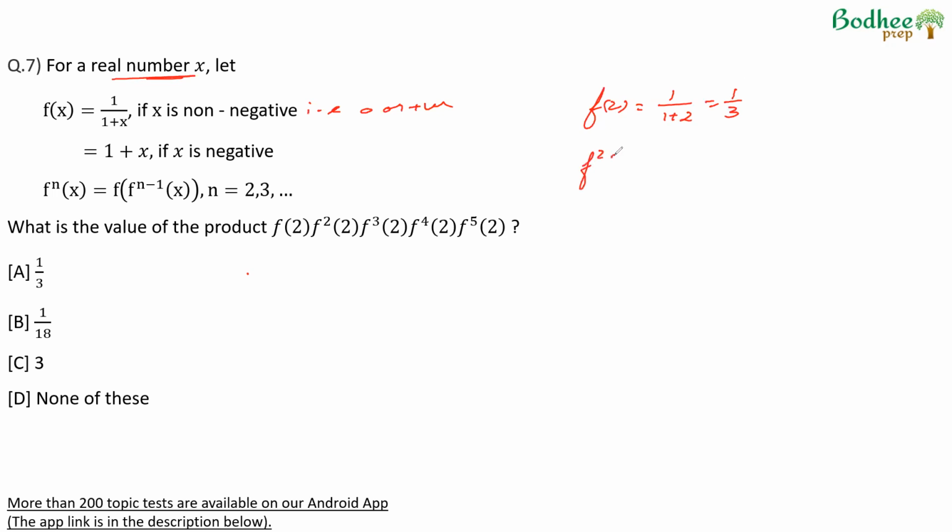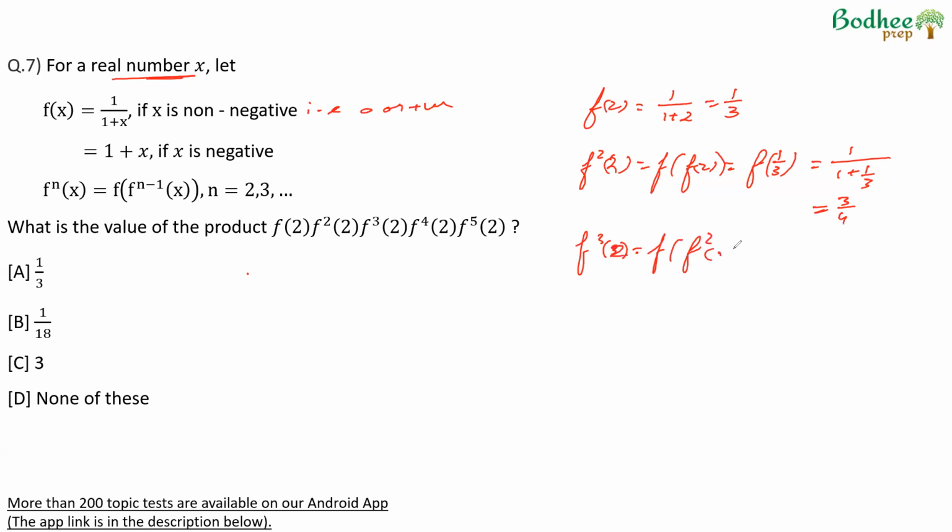So f2 times of 2 would be f of f2, which will be nothing but f of 1 by 3, because f2 is 1 by 3. Again, this is positive, so 1 upon 1 plus 1 by 3 will give us 3 ones are 3 plus 1, 3 by 4, 4 by 3 reciprocal. F 3 times of 2 will be nothing but f of f2 times of 2, which will be f of 3 by 4, which again is positive. So 1 upon 1 plus 3 by 4. This will be 4 ones are 4 plus 3, 7. So 4 by 7.